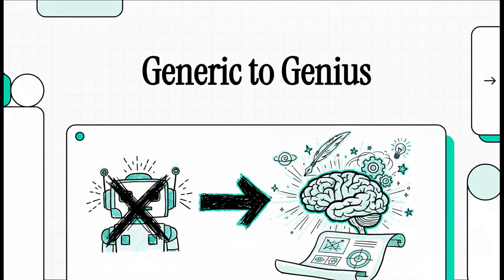Welcome to The Explainer. Today, we're going to talk about how to get truly creative work out of AI. If you're tired of getting those bland, kind of robotic outputs, you are in exactly the right place. We are going to show you how to turn your generic prompts into absolute genius-level creative blueprints.